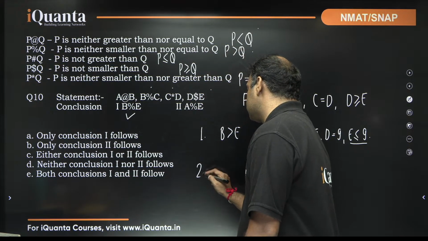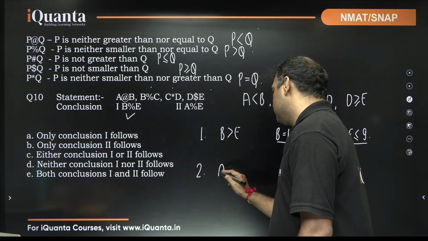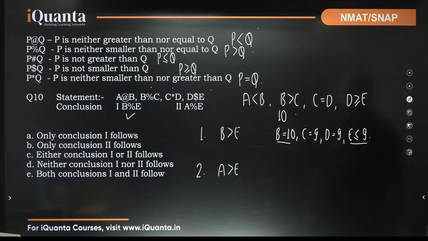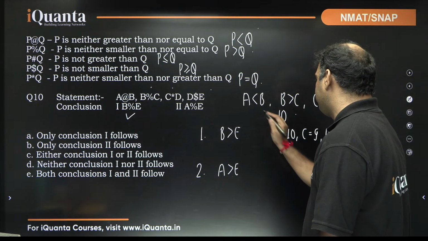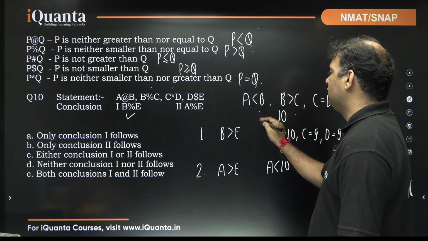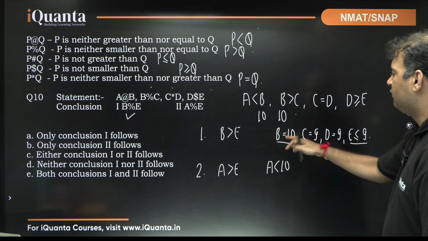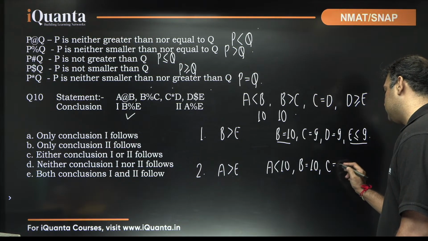The second conclusion is about A and E with the sign of percentage. That means greater than, right? So they are saying A is greater than E actually. Okay. What about A? We know that A is actually less than B. So if B is 10, we can say A is less than 10. Remember, I'm just using the last relation which we wrote above with conclusion number 1. If B is 10, A is less than 10, right? And C is again 9, let's say.